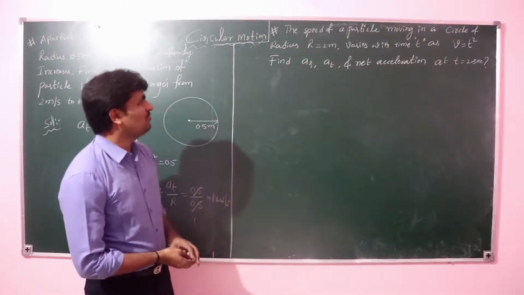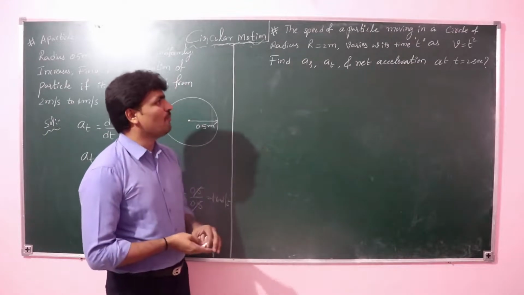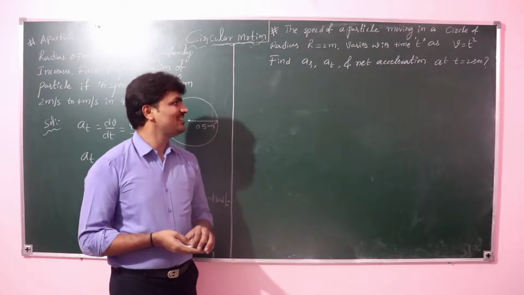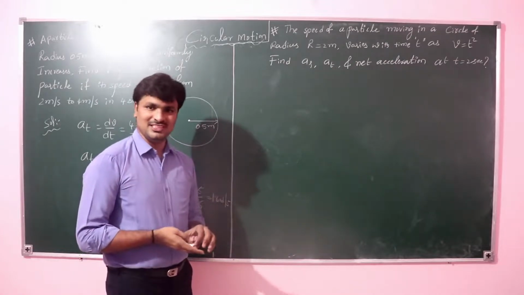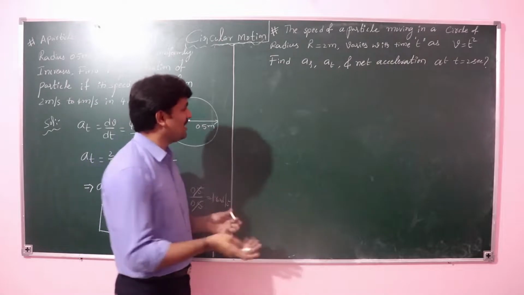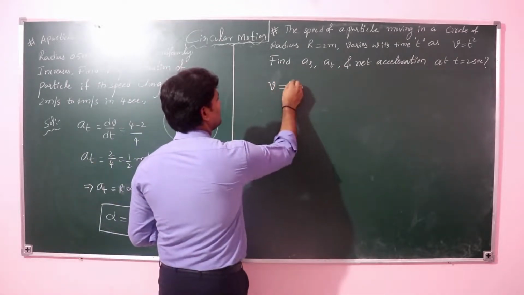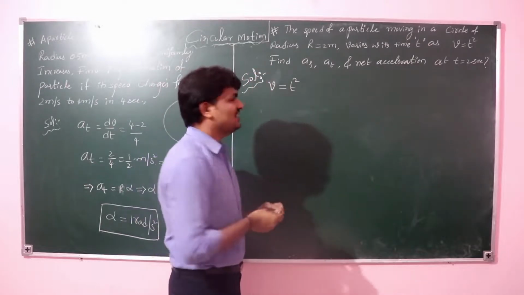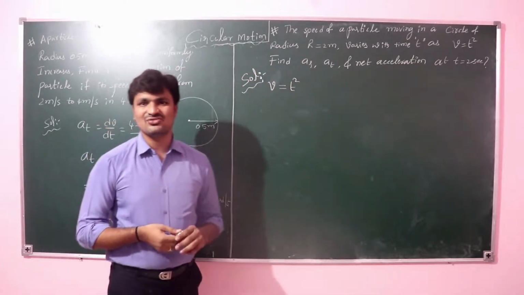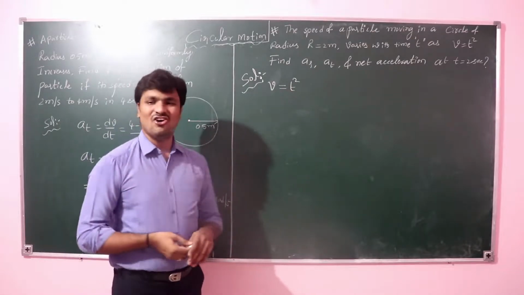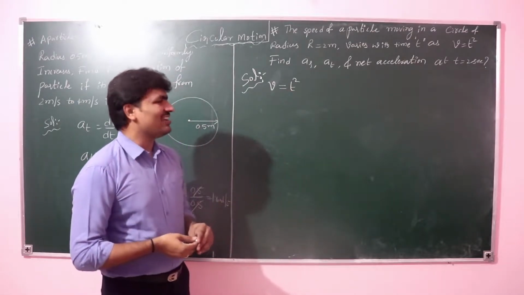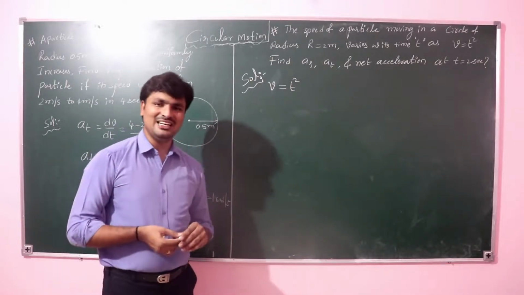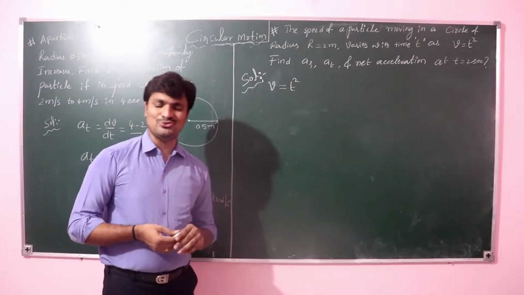What is the next problem? The speed of a particle moving in a circle of radius 2 meters varies with time t as a function given by v equals t square. This is the given value. Then find AR, which stands for radial or centripetal acceleration, next AT, which stands for tangential acceleration, and also the net acceleration at a time of 2 seconds.